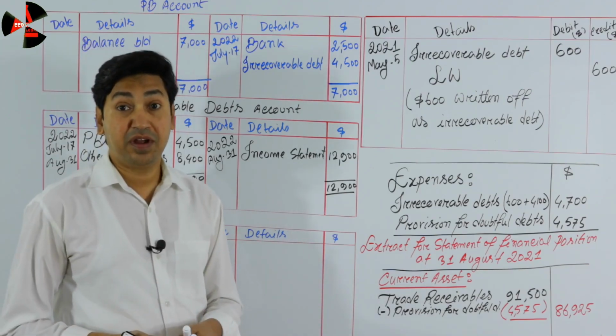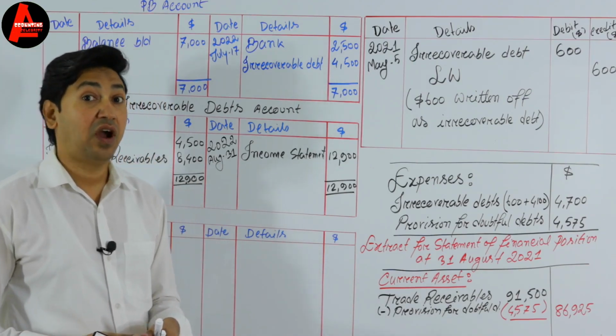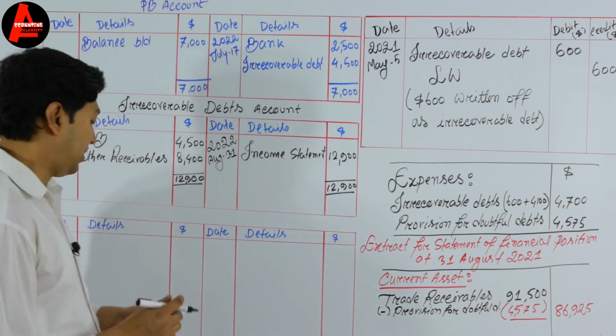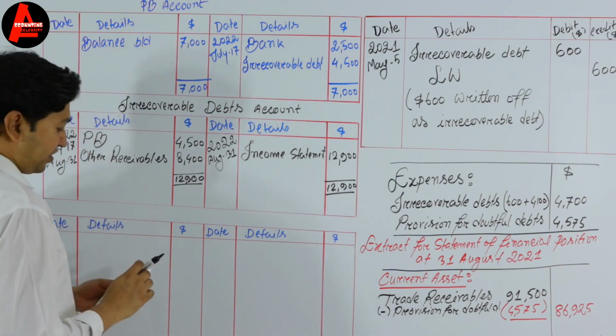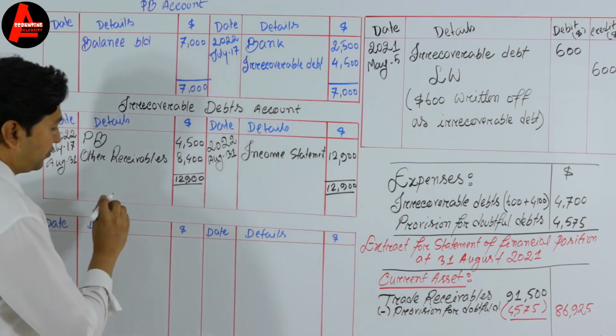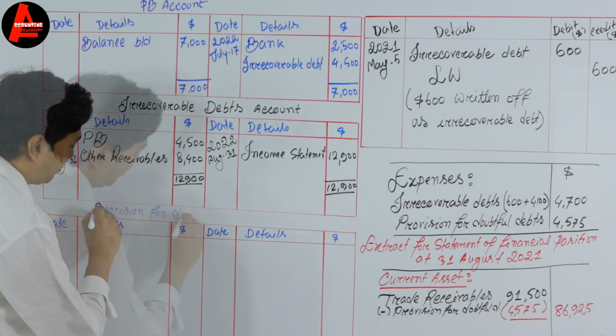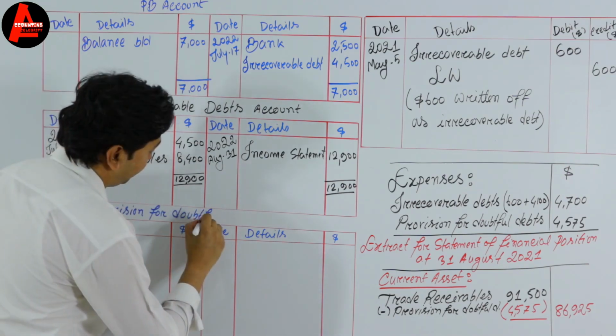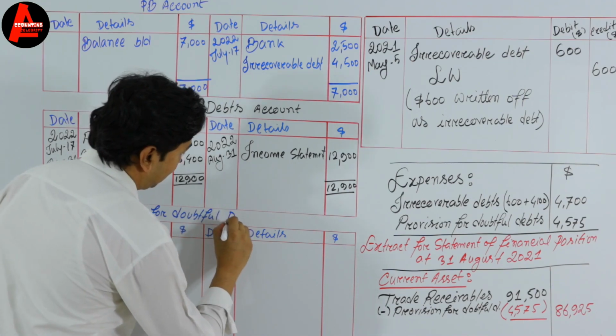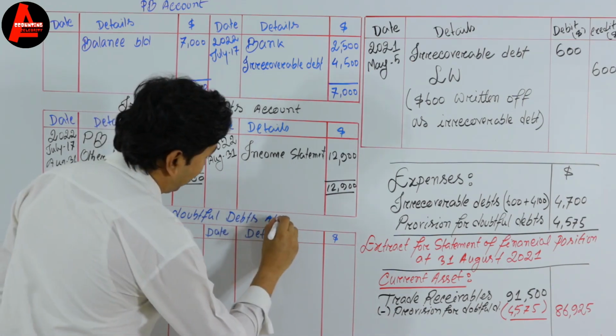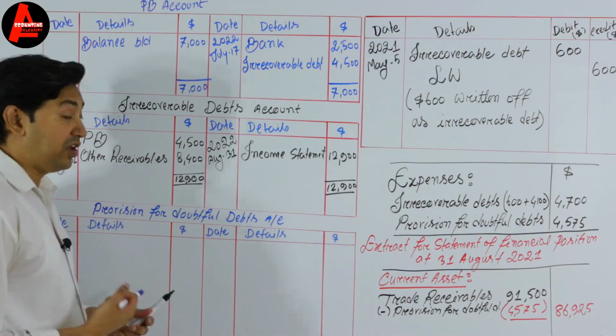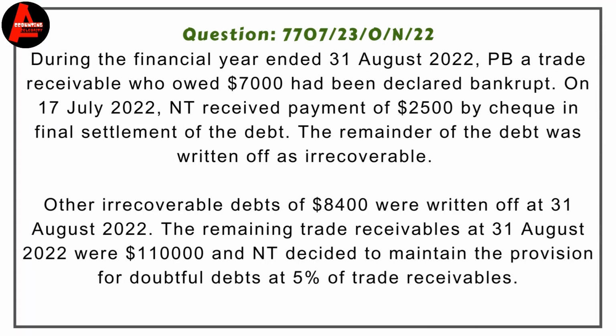Now we will prepare the provision for doubtful debts account. Okay, so let us write here the name first. Provision for doubtful debts account. Okay, great. Now let us have a look at the question once again.